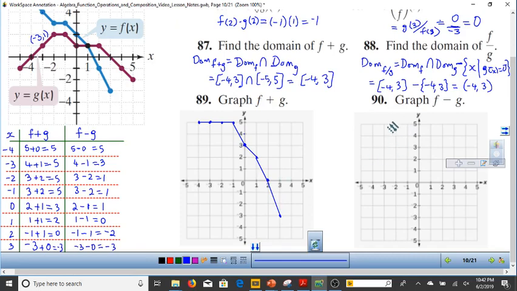For f minus g of x, we plot our points again. -4 is 5, and then at -3 it is 3, at -2 it is 1, at -1 it is 1, at 0 it is 1, at 1 it is 0, at 2 it is -2, and at 3 it is -3.